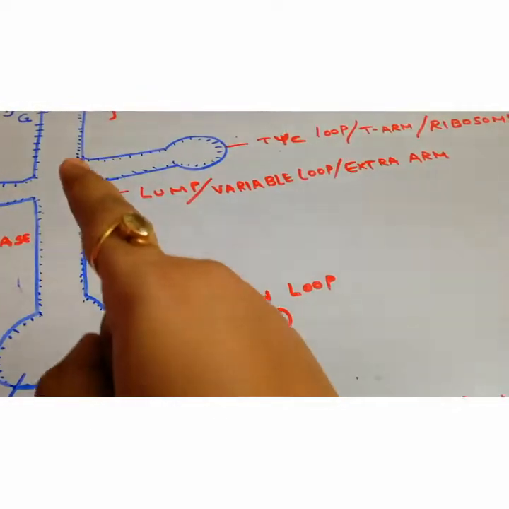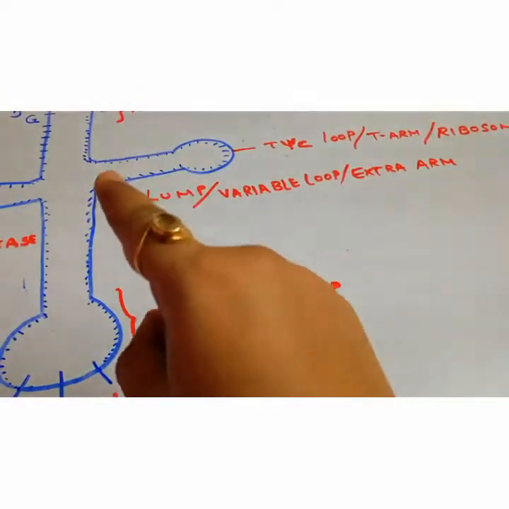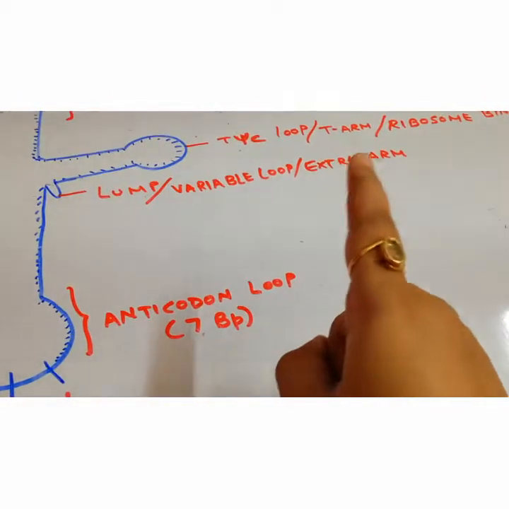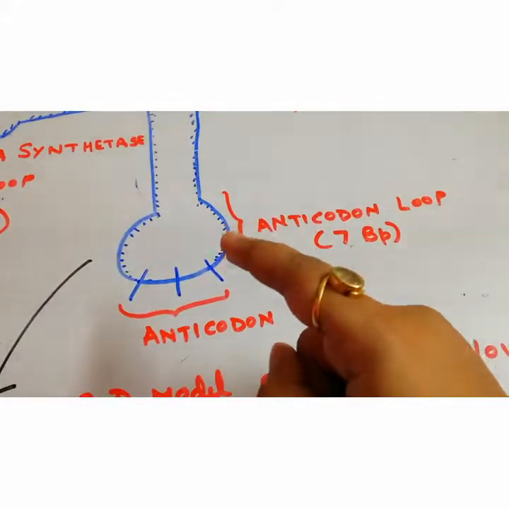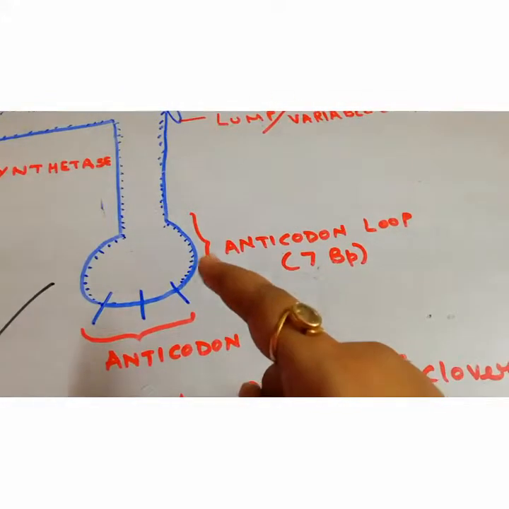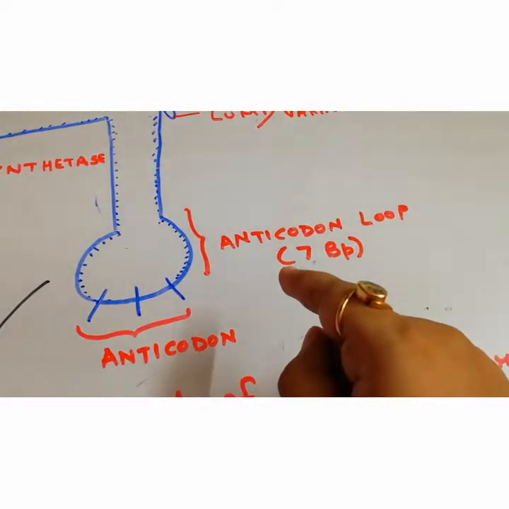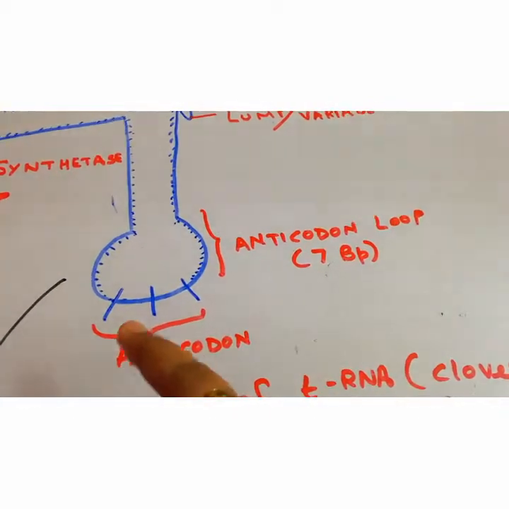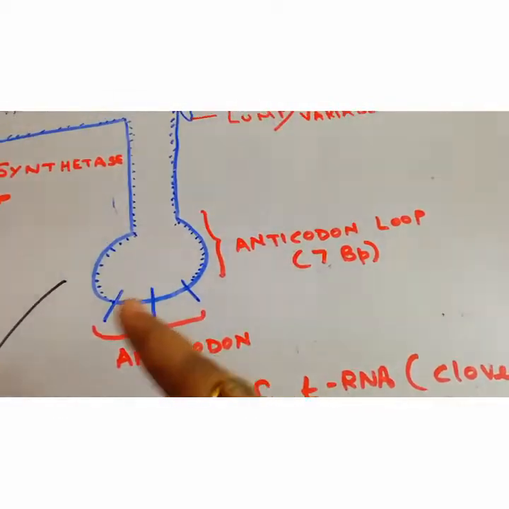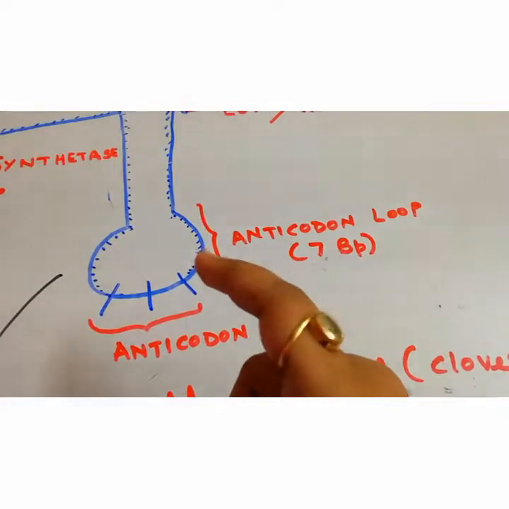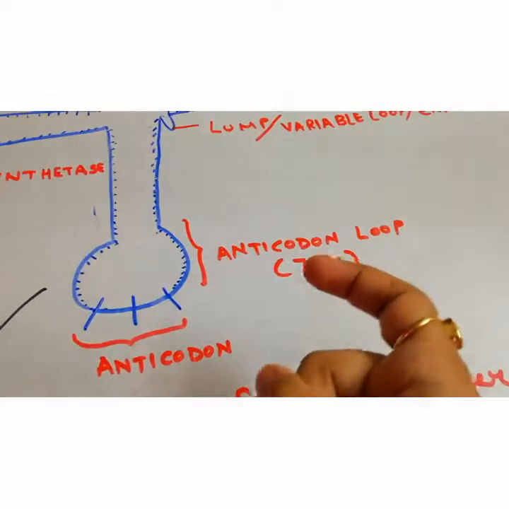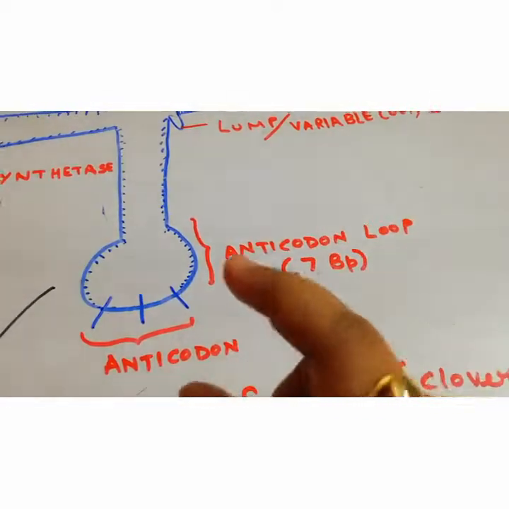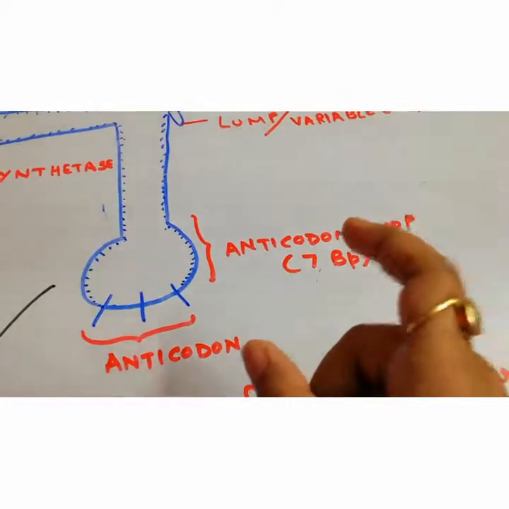This small outgrowth here is known as the lump or the variable loop or the extra arm. Towards this side, you can see the anticodon loop, which is having 7 base pairs, and this anticodon loop is basically having the anticodons, the triplet anticodons, which will pair up with the triplet codons found on the mRNA strand during translation, that is during protein biosynthesis.